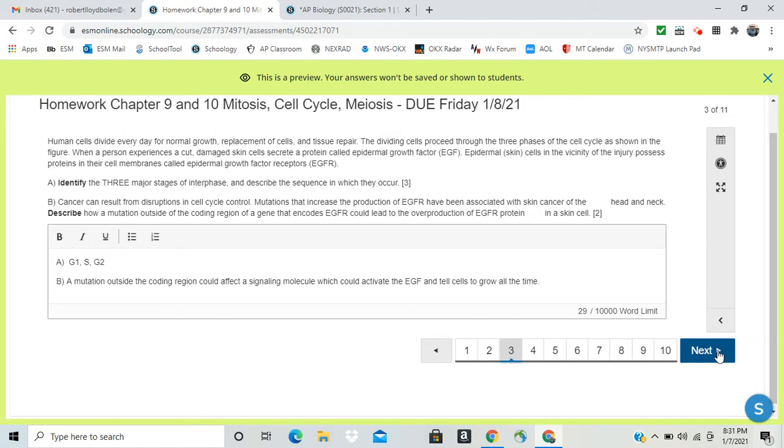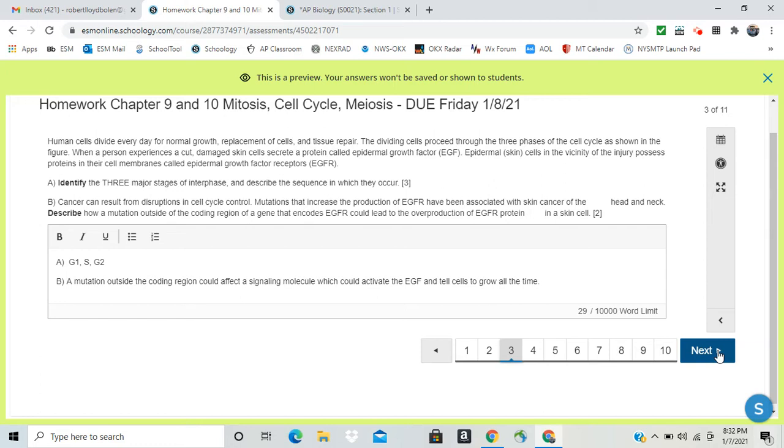Human cells divide every day for normal growth. And so this tells you this whole thing about epidermal growth factor. So when you get cut, damaged skin cells secrete this protein called EGF, which will signal cells to begin going through cell division. So the three major stages of interphase, and describe the sequence in which they occur. So we have G1, Gap 1, S, synthesis, and G2, Gap 2, and they occur in that order: G1, S, G2.